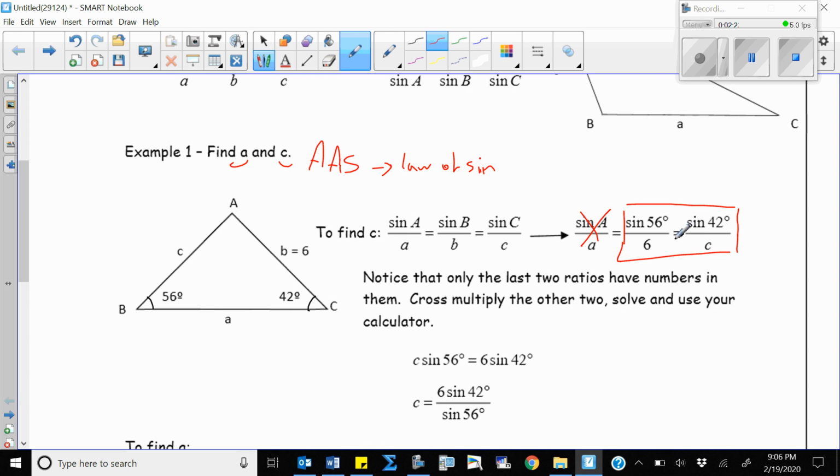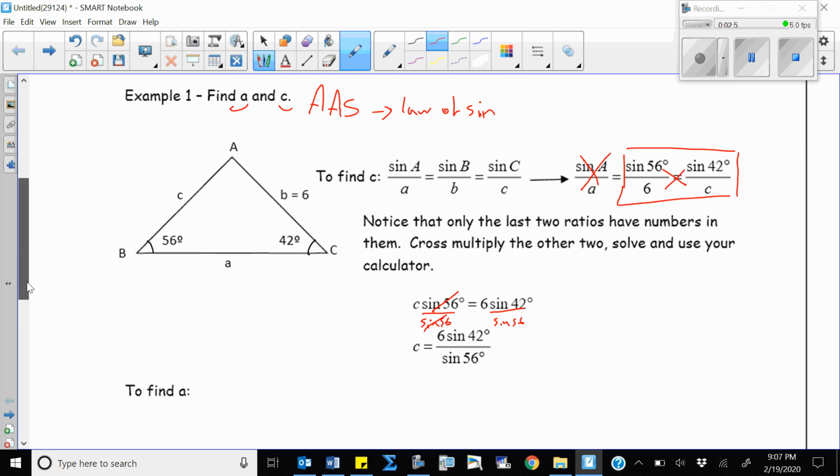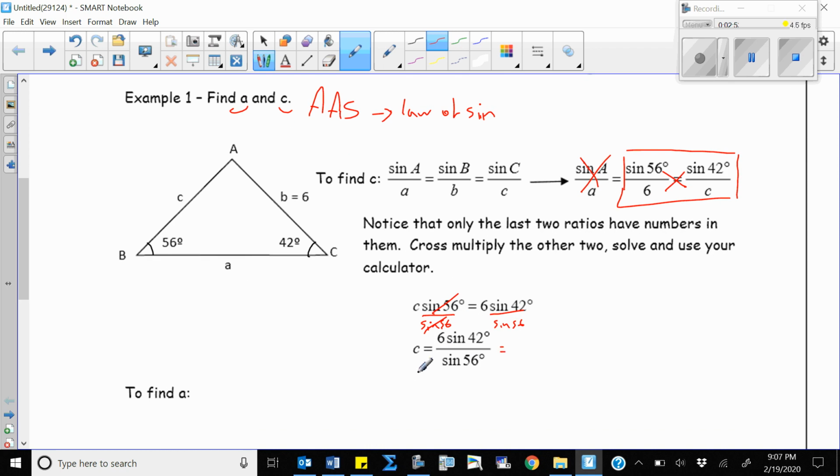In order to solve this for c, we can cross multiply and we will have 3 times sine of 56 equal to 6 times sine of 42. Then we divide both sides by sine of 56. These two will cancel each other, and then we have only c, the variable, on one side, and all the numbers on the other side. Then we simply use our calculator to find the answer.